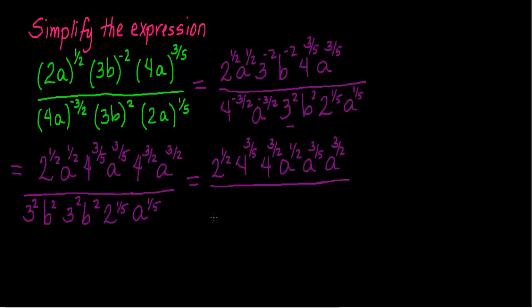Now in the denominator, same thing. 3 to the 2nd power, 3 to the 2nd power, 2 to the 1/5 power, and then I have an a to the 1/5 power, and I have b squared and b squared. So all I did was change the order of the terms in this expression. Okay?